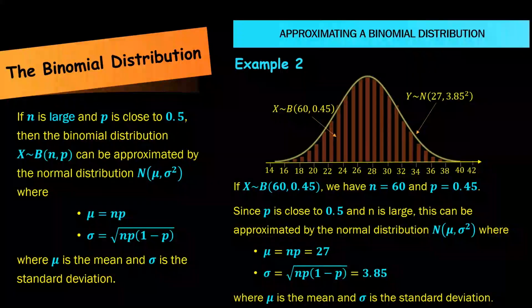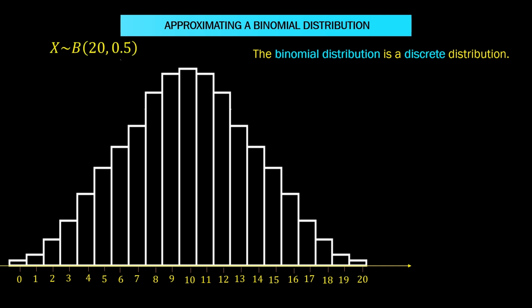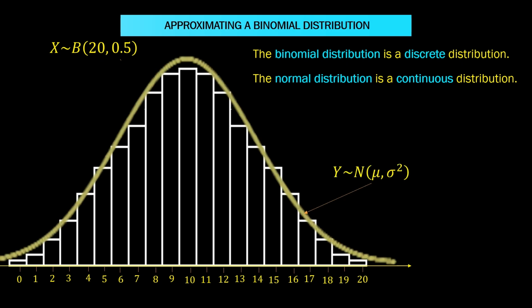Let's now take a look at some more examples where we convert a binomial distribution to a normal distribution. The binomial distribution is a discrete distribution. Here, for example, x is distributed binomially with n equal to 20 and p equal to 0.5. The normal distribution is a continuous distribution. Here we've superimposed a normal curve onto the binomial distribution. Here, y is distributed normally with mean mu and variance sigma squared.